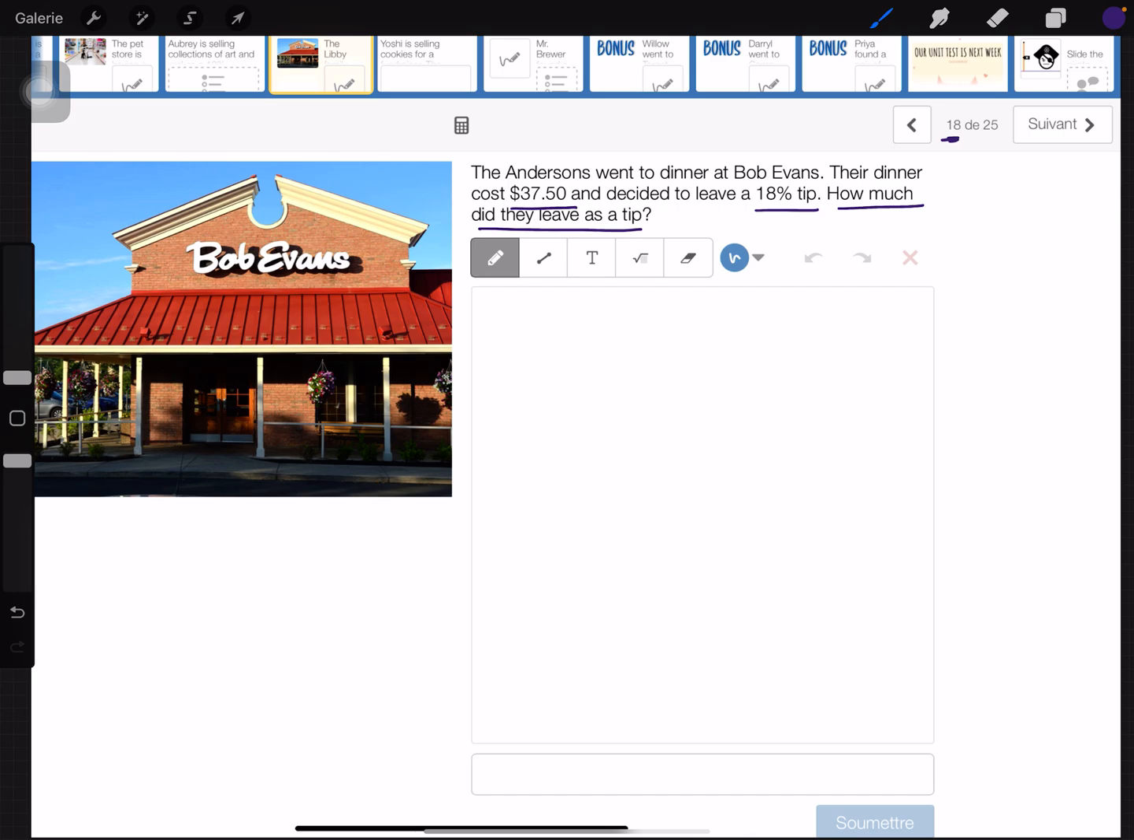So our first step, we're deciding if this is tax, tip, or discount. It tells us right here, this is a tip problem. So we can start to calculate. Let's take a look. So their dinner costs $37.50. Oh, actually, I'm going to start with the percent. So 18%, let's set this up, 18 out of 100. How much did they leave? So what is 18%? I don't know. So I'm going to put that question mark, and on the right I have $37.50. That's the total amount. That's 100% of their bill.